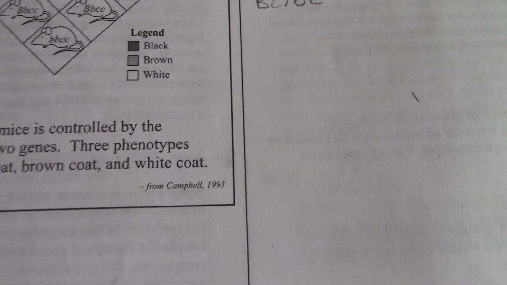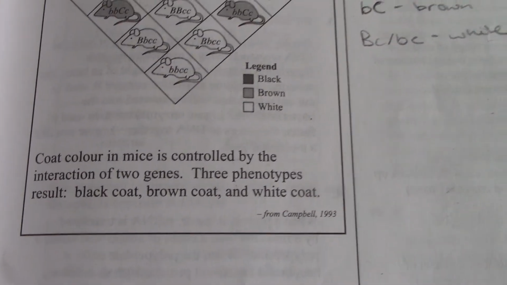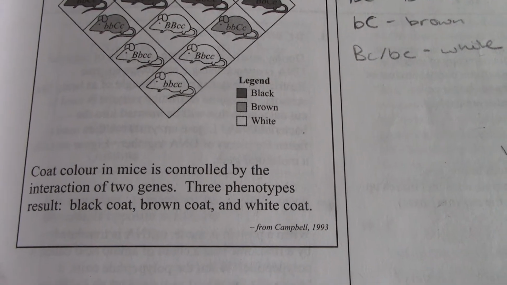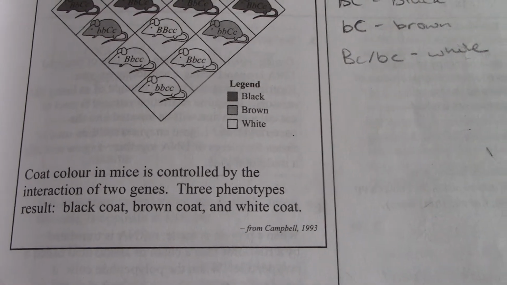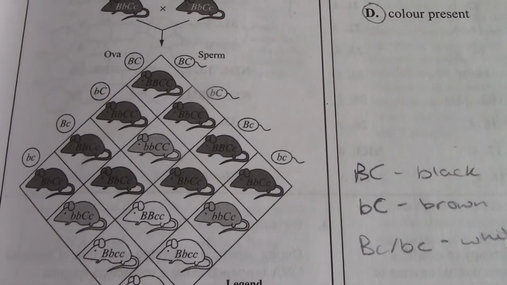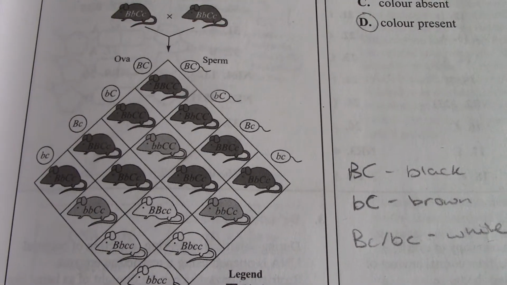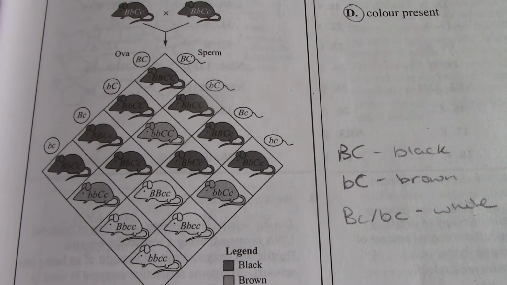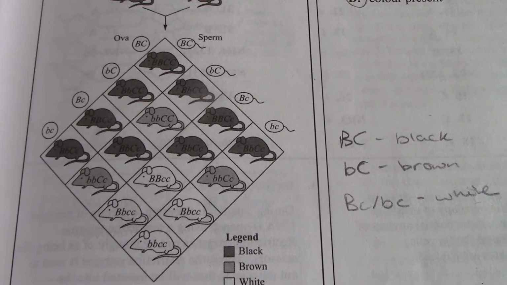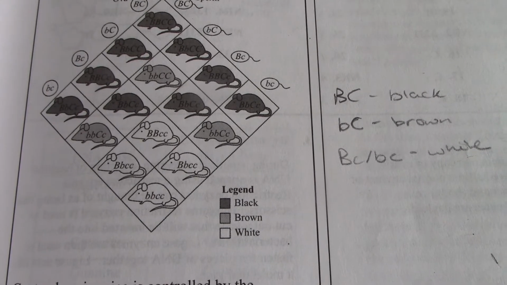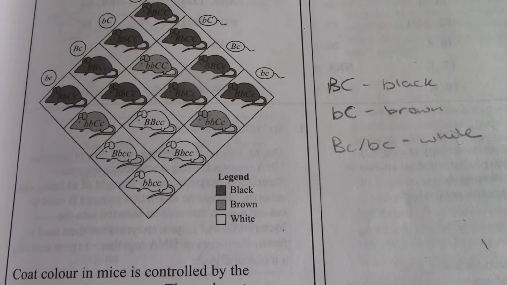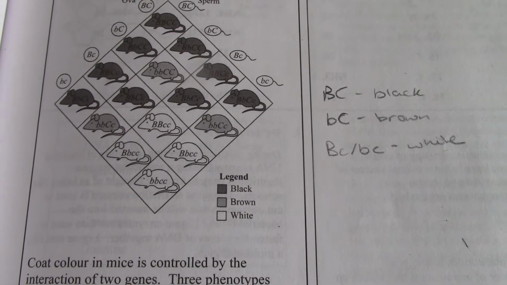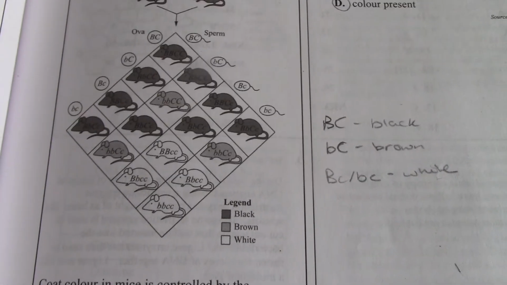Okay, so this is another epistasis question. So this says coat color in mice is controlled by the interaction of 2 genes. 3 phenotypes result: black, brown, and white. So you can see big B is black, little b with big C is brown, and anything that has recessive little c's are white, which is color absent.